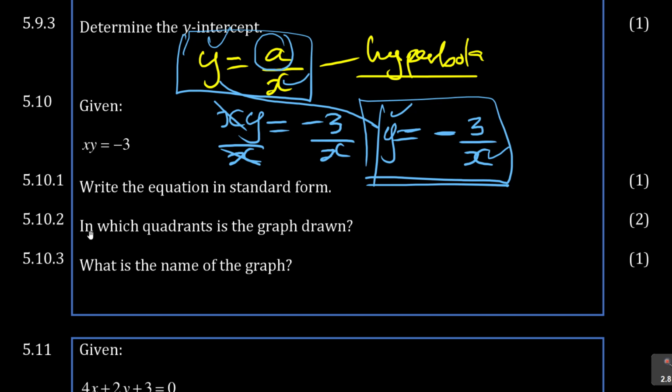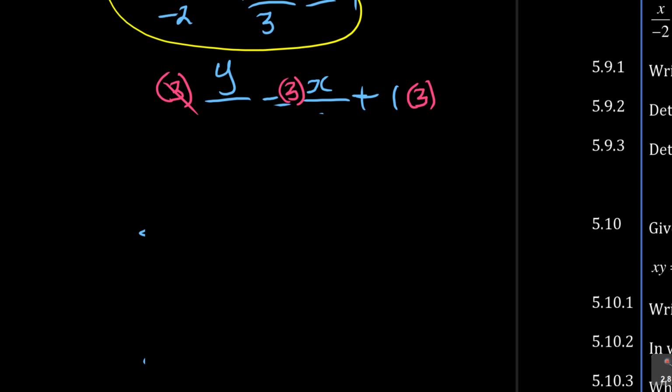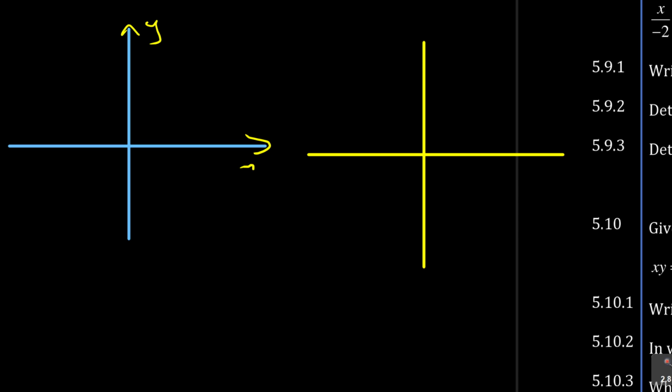They will say this: in which quadrant is the graph drawn? 2 marks. Now this graph is like this. If I give you this graph of a hyperbola, there are two portions of this graph. The first one is like this. Let me just sketch my quadrants here, two of them, so that you can have a distinction. So remember, this will be your y and your x, and then this will be your y and your x.